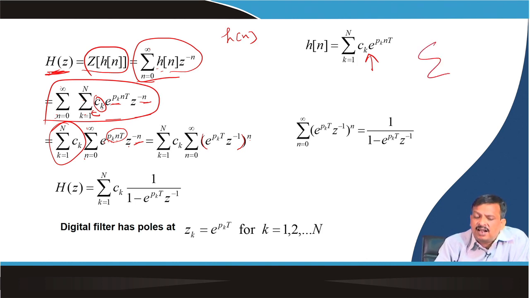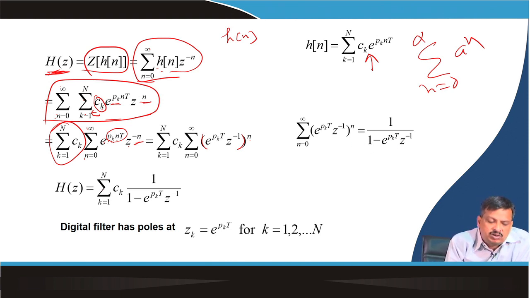So the summation n equal to 0 to infinity of a to the power n can be written as 1 by 1 minus a. So it is Ck times 1 by this one. Now this is my Hz.